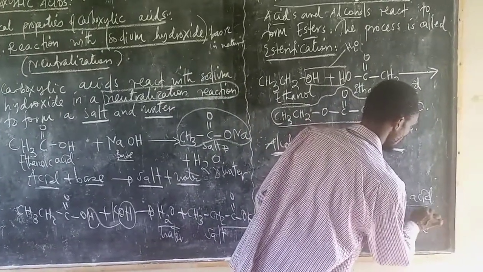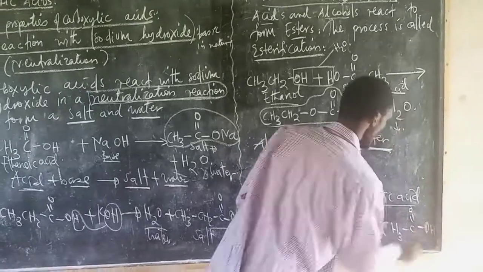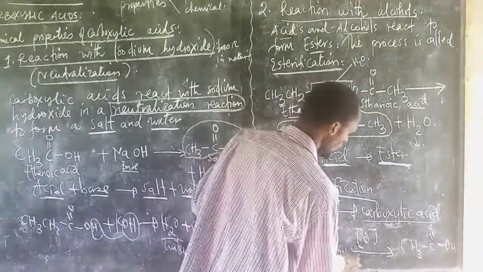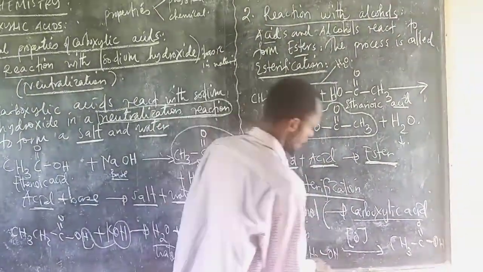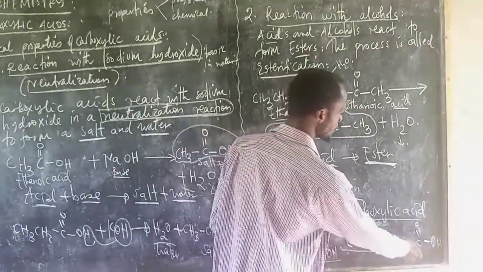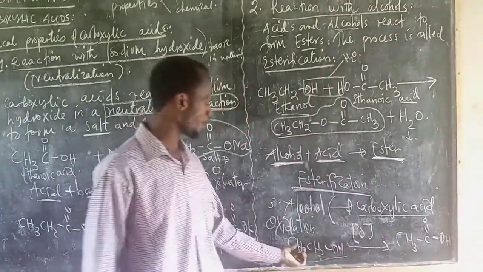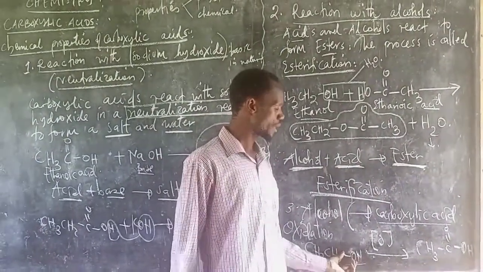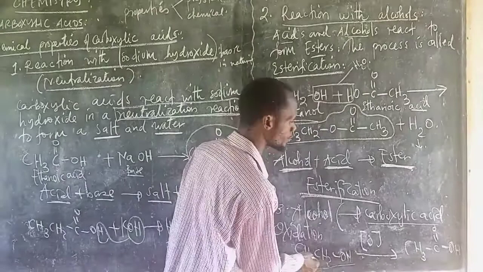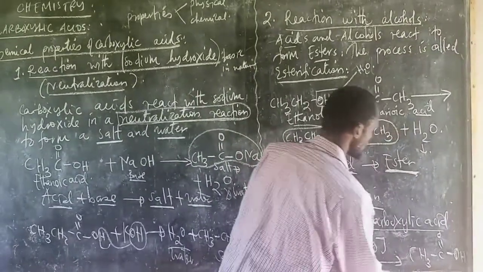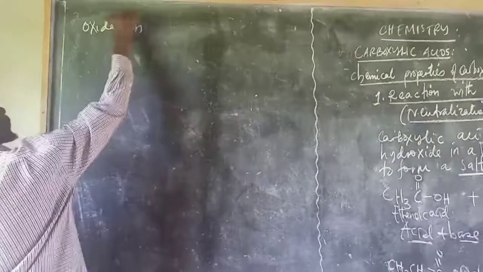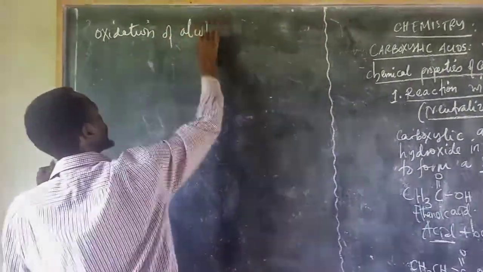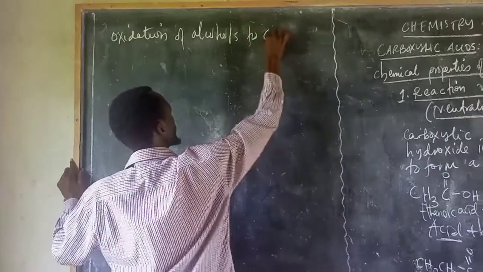Now, there is a production of carboxylic acid, that is ethanoic acid. But this cannot happen until it passes through an intermediate product, which is called aldehydes. Before it reaches the carboxylic acid, there is production of aldehydes, an intermediate product formed before it is oxidized to carboxylic acid. So, in short, oxidation of alcohol to carboxylic acid.